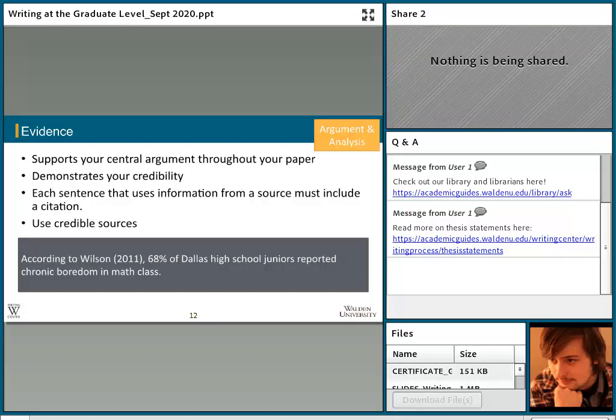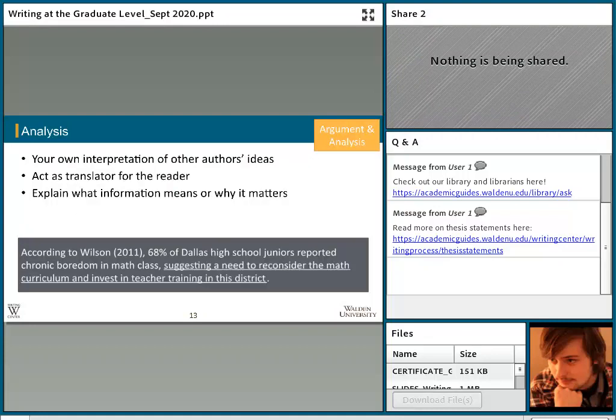Here's an example of what evidence could look like in graduate level academic writing. According to Wilson, 2011, 68% of Dallas high school juniors reported chronic boredom in math classes. Again, using evidence is really important, and there are a number of other webinars and resources through the Walden Library that talk about how to use evidence and the importance of evidence. But I'm just touching on that here today. The notion is that graduate level writing uses evidence to support the points that are being made.